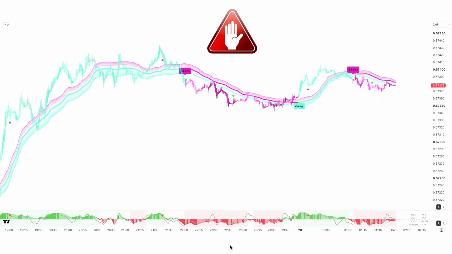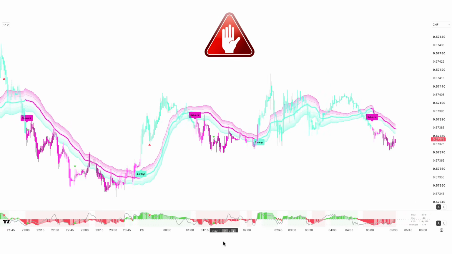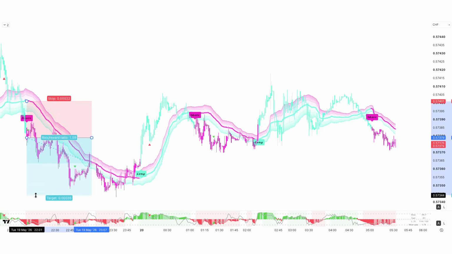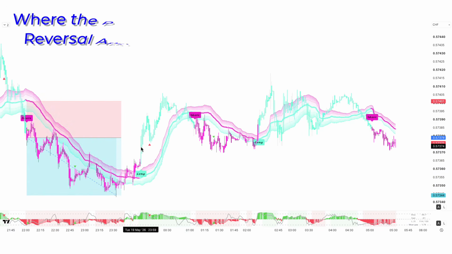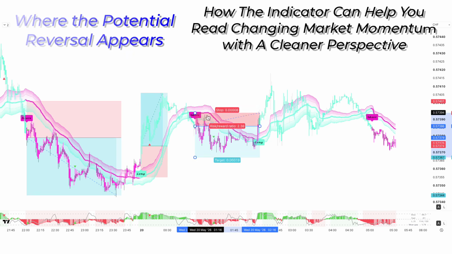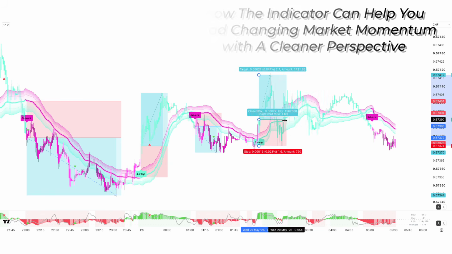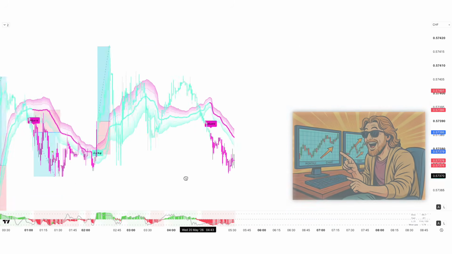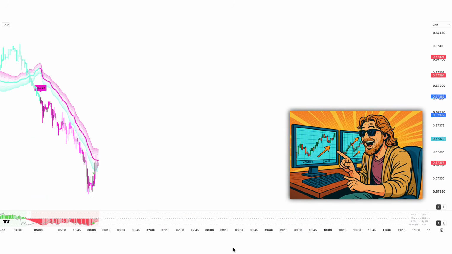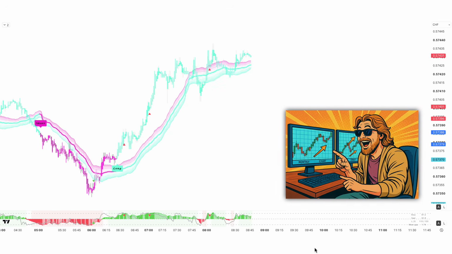I'm not here to call it a magic indicator, and I'm definitely not going to promise perfect trades. Instead, I'll show you how the signals develop, where the potential reversal appears, and how the indicator can help you read changing market momentum with a cleaner perspective. The most interesting part is that the first signal isn't always where the opportunity ends. Sometimes it's where the market story is just beginning.